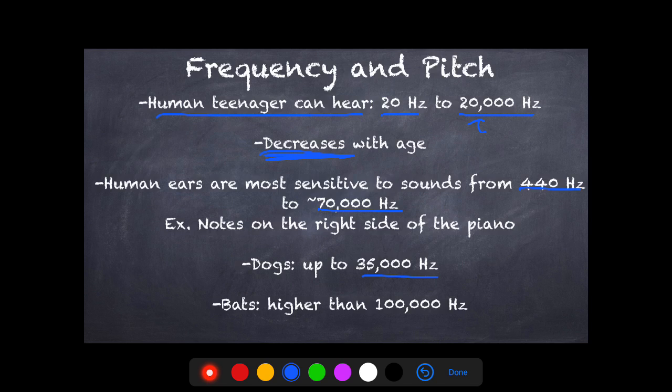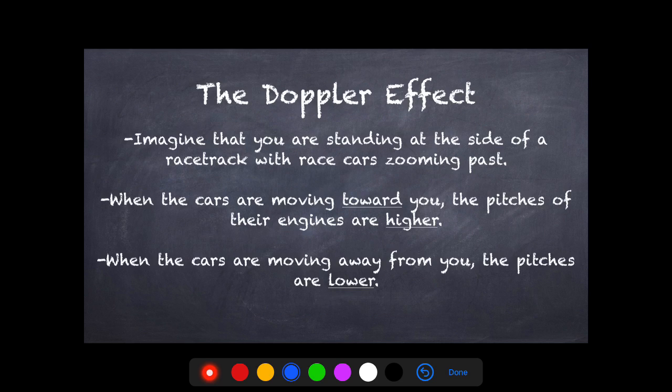But these are examples: dogs, they can actually hear up to 35,000 hertz, so not as high as a human. Bats, they can hear up to 100,000 hertz. So they have very, very sensitive ears, bats do. Dogs, they can hear, but not so much.